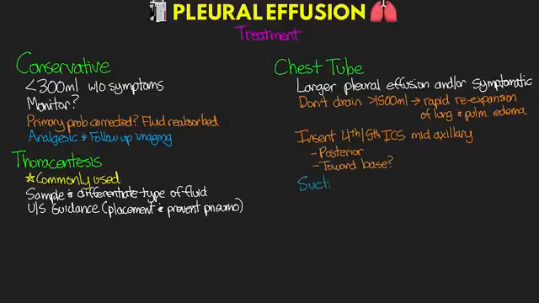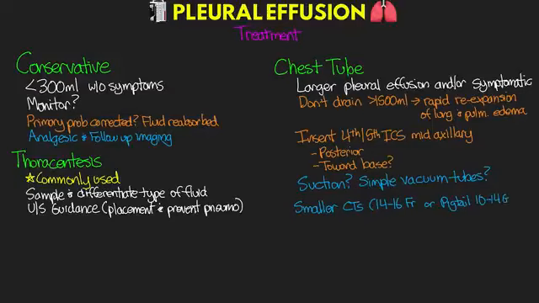Now, we may or may not use suction depending on the size of the effusion, and sometimes we even use something as simple as a vacuum tube to collect instead of the full chest tube drainage setup. And for our pleural effusions, we're typically going to use smaller chest tubes, so in the 14 to 16 French size, as well as some small bore pigtails, and these are 10 to 14 gauge.